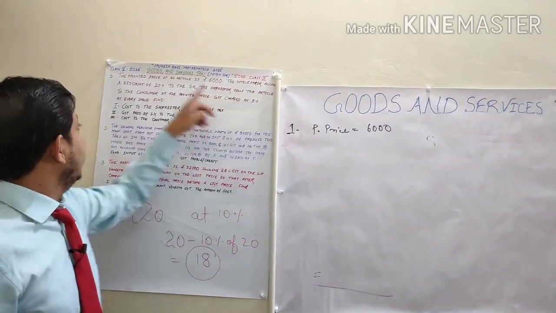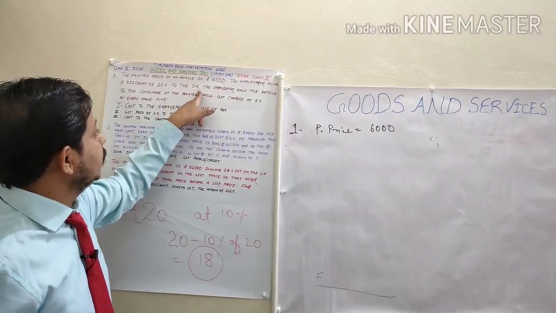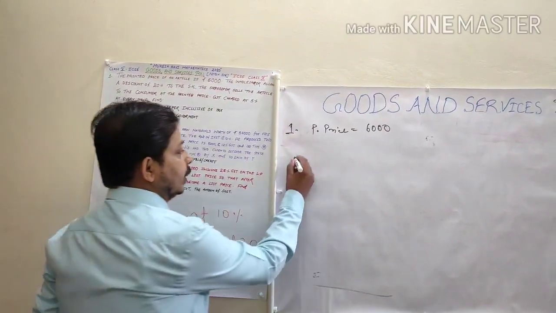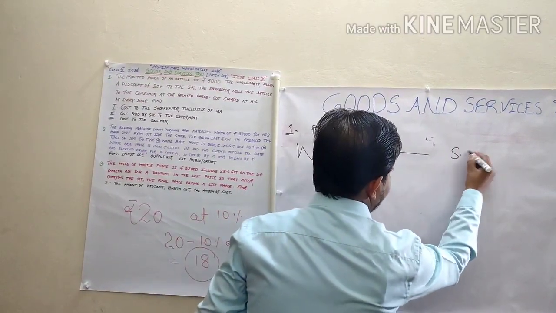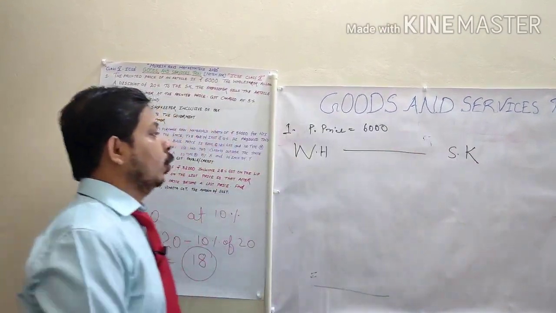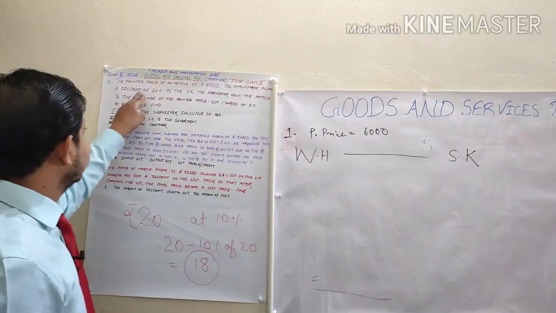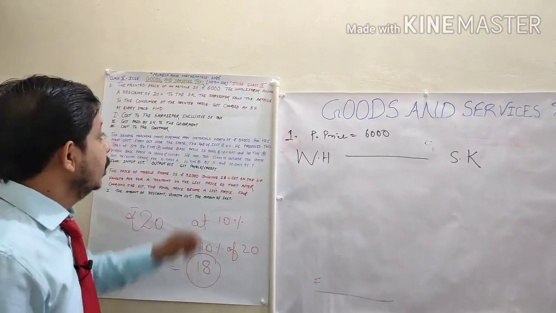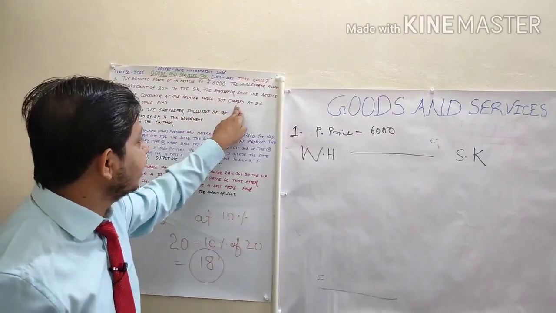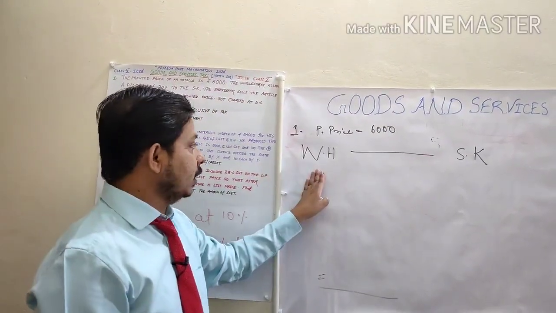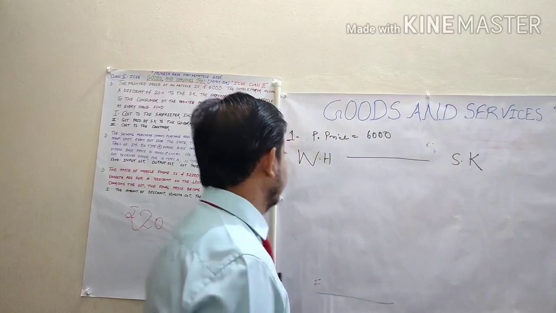The wholesaler allows a discount of 20% to the shopkeeper. Now you check here, this is the wholesaler, because I just wanted to frame a question. Wholesaler, shopkeeper. The wholesaler gives a discount of 20% to the shopkeeper. The shopkeeper sells the article to the consumer at the printed price. First of all, wholesaler discount, that is shopkeeper. So how much?